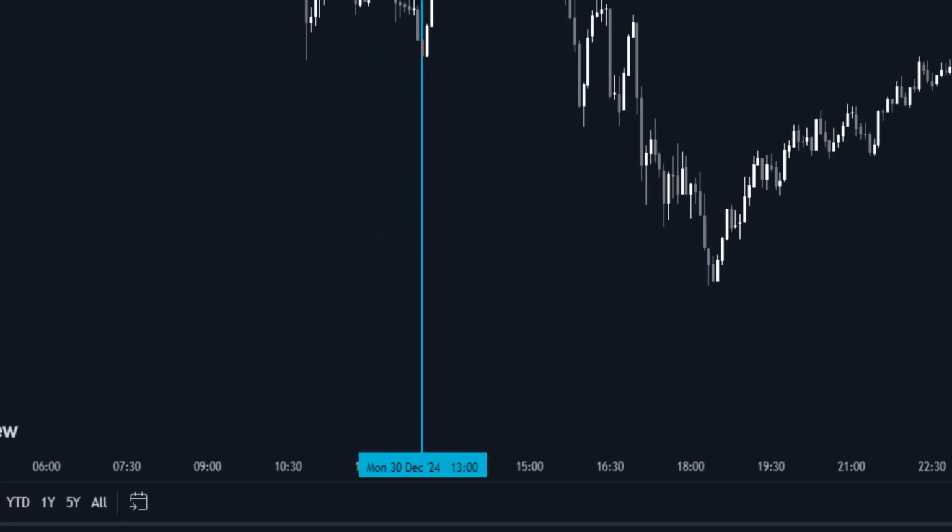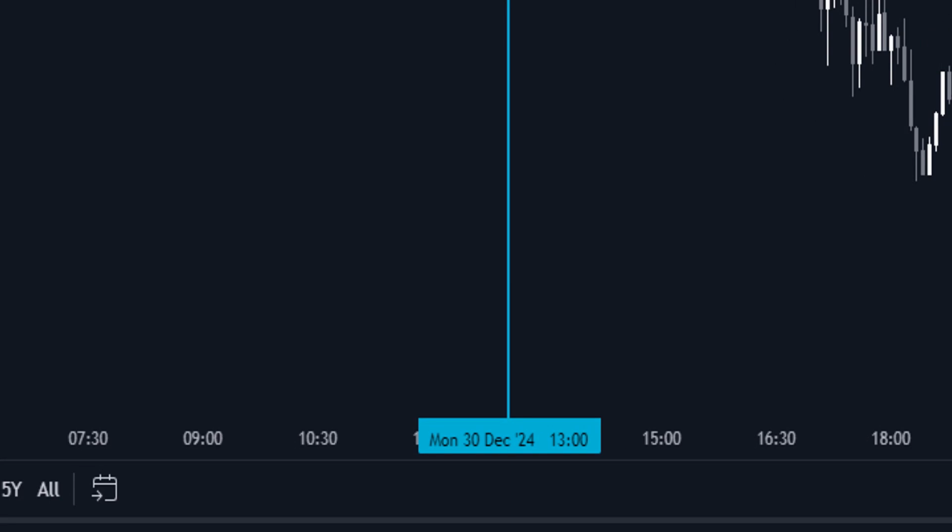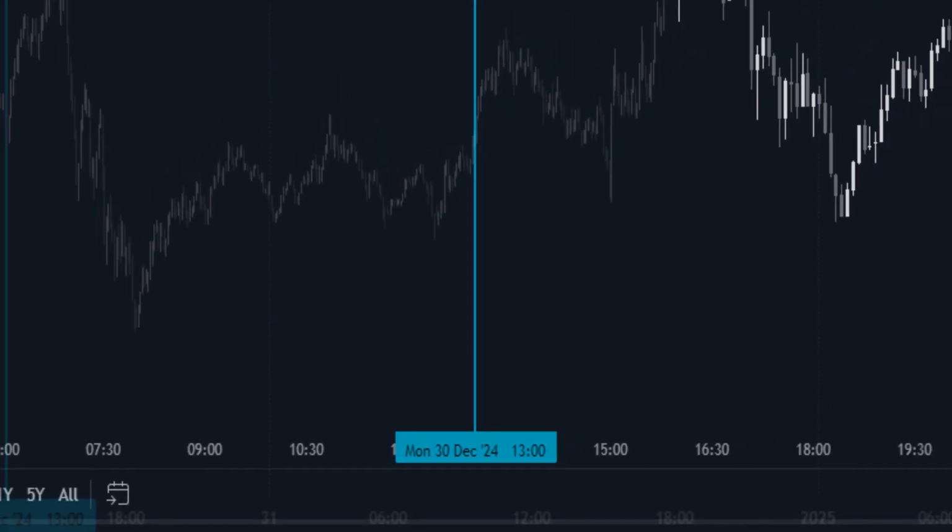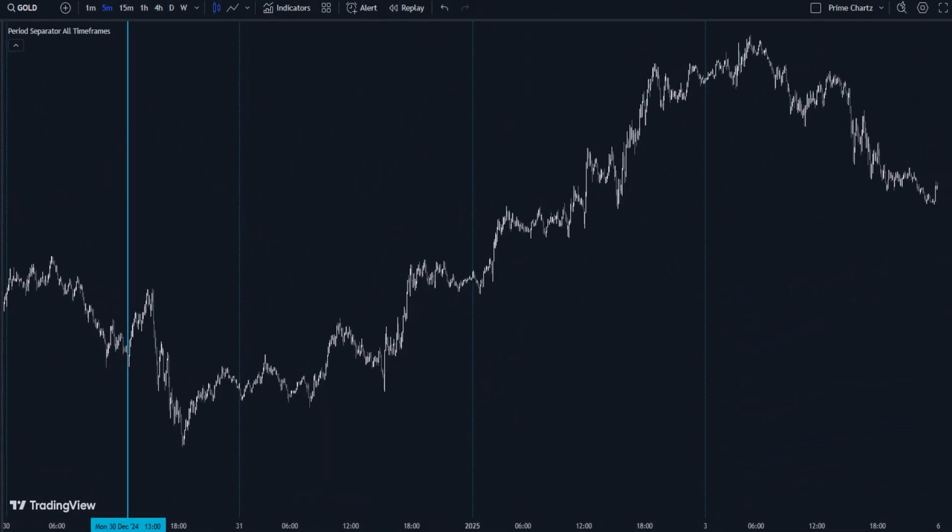Step 3. Draw a vertical line at exactly 1 p.m. This line acts as a reference point for when the market tends to make its key moves. Now that we've set up our charts, we're ready to see how the 714 method works its magic.